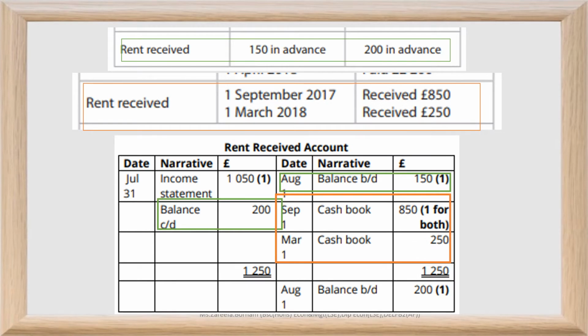When recording the rent received account, this is an income account. So rent received in advance is a liability because we have someone else's cash with us. Therefore, the opening balance will be on the credit side and the closing balance will be on the debit side. All rent received will be credited as cash book since all income increments are credited. The missing figure, once balanced, is the income statement figure, which is the rent received relevant for this year.